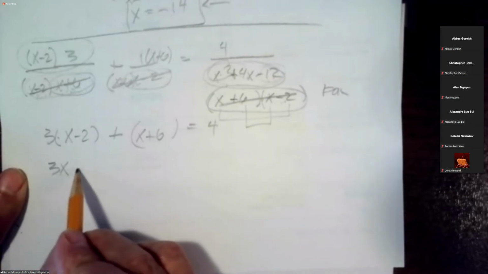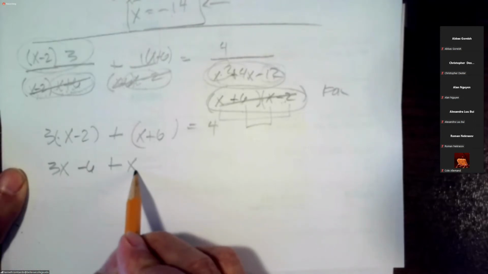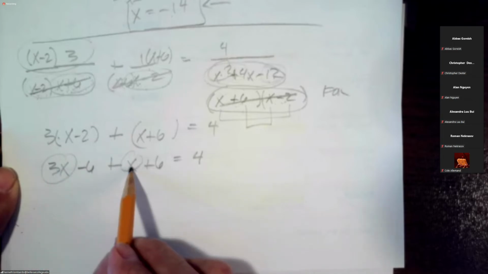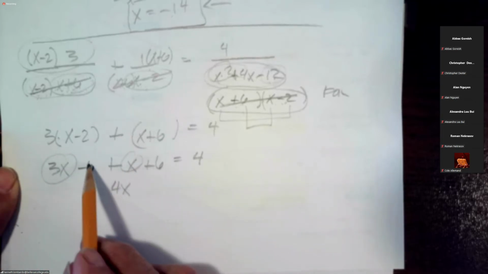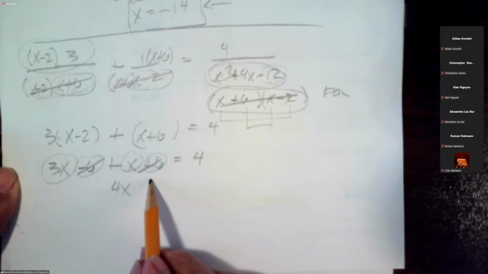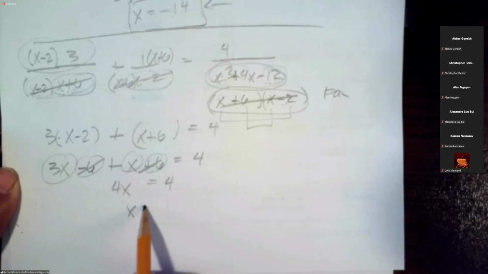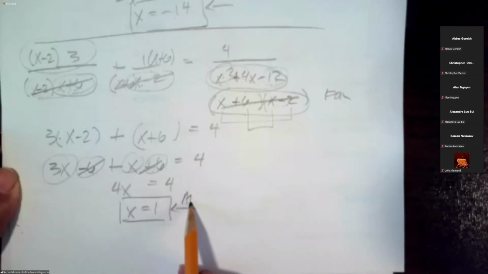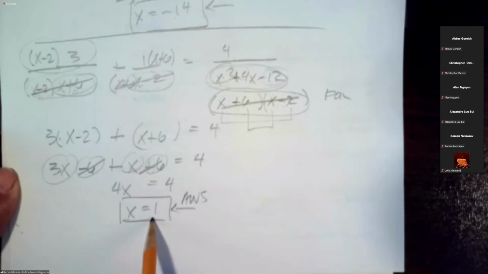Then I can distribute the 3, and I can say, well, that's 3x minus 6 plus x plus 6 equals 4. And I can combine terms. 3x plus x is 4x. We'll notice that this negative 6 and positive 6 cancel. So 4x equals 4, or x equals 1. Just divide through by 4 and I'll get x equals 1. And that's my answer. Okay, questions on that?